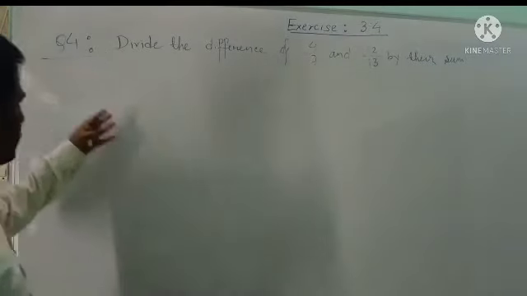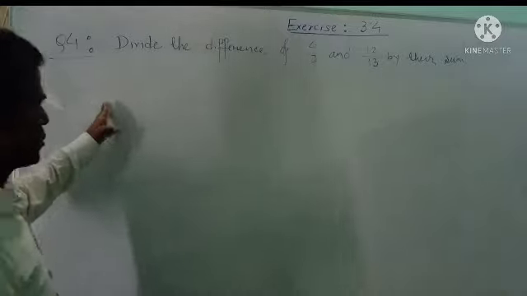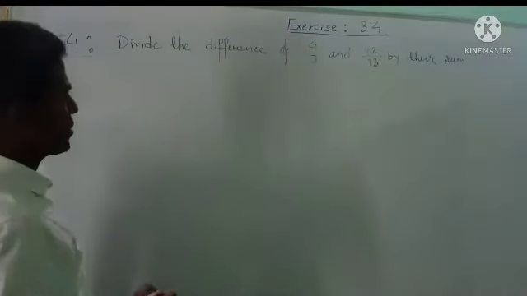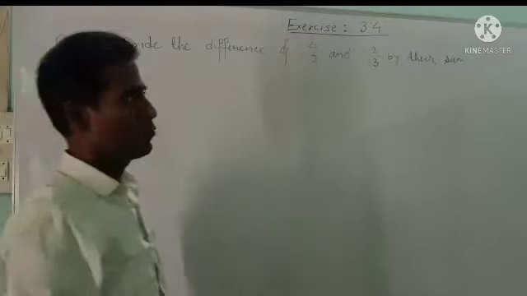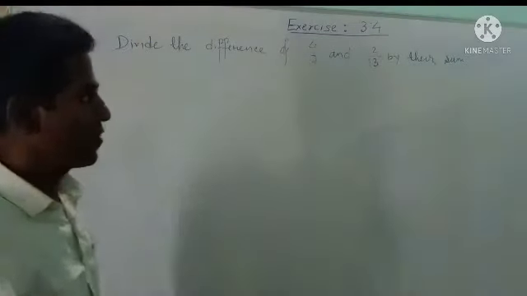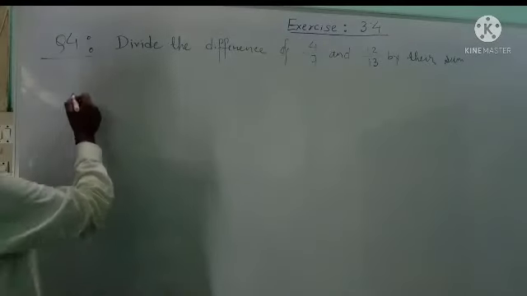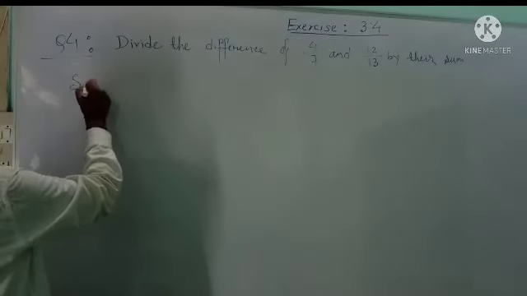Now let us proceed to question number 4, and the question number 4 is divide the difference of 4 by 7 and 12 by 13 by their sum. It's also a very simple question. Okay, let us solve it. Solution.